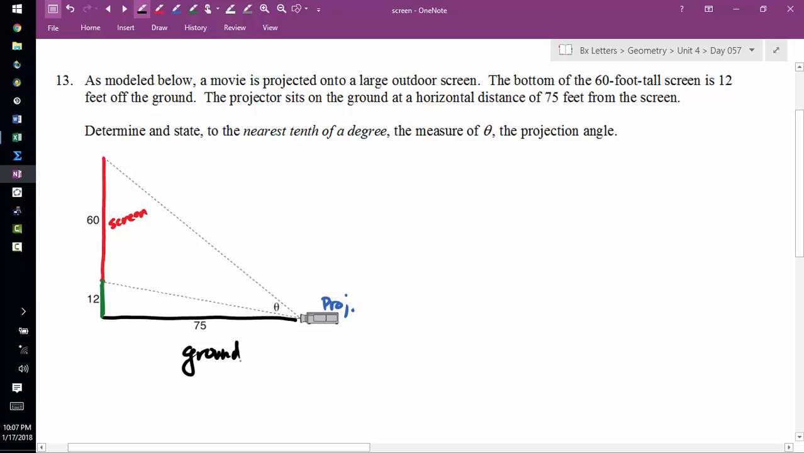It says the projector sits on the ground a horizontal distance of 75. Horizontal is a left and right motion, and they've already got that filled in for me. In fact, they've got everything filled in. And it says determine and state to the nearest tenth of a degree. We'll do that rounding later. The measure of angle theta, the projection angle. How are we going to do this? Okay, all right, I see how to do this.